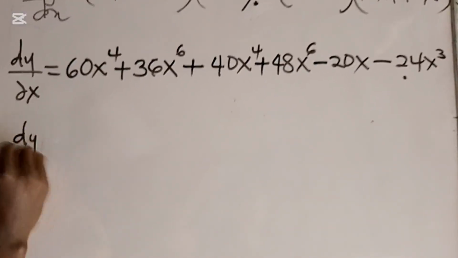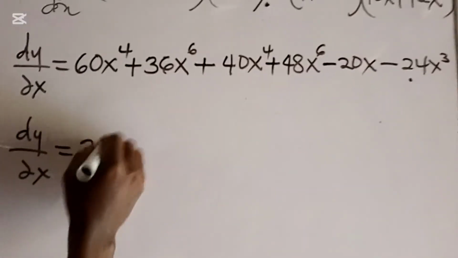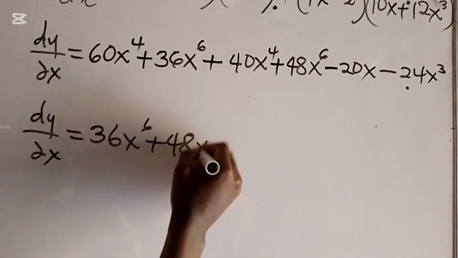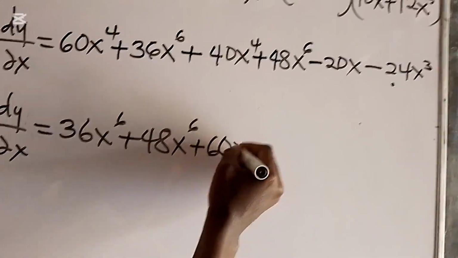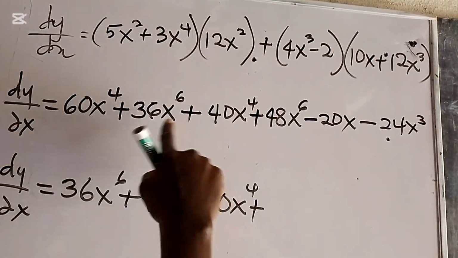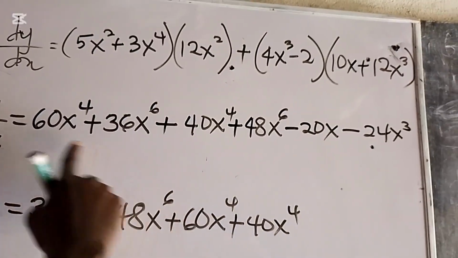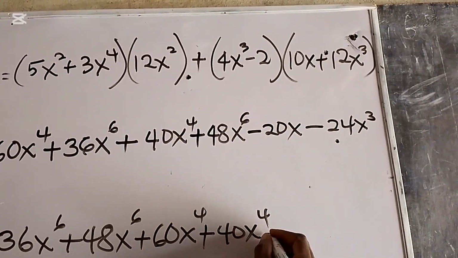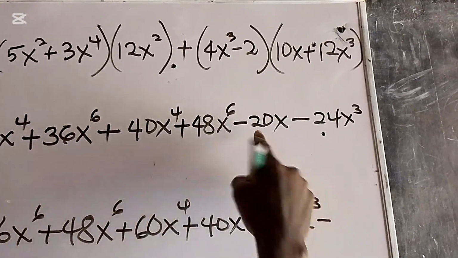So dy/dx, we group like terms. The exponent 6 will come first. So 36x to the power 6 plus 48x to the power 6 plus 60x to the 4th power plus 40x to the 4th power, then minus 24x to the 3rd power, then minus 20x.